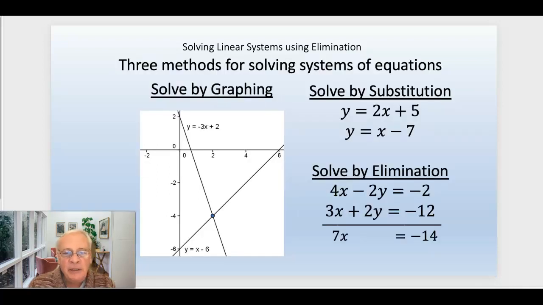Just to review, there are three methods we have learned for solving systems of linear equations. The first one we did was solving by graphing. We graphed both lines and found the intersection. That's easy to do if it's whole numbers. You can see it, but sometimes it's hard to see. We used substitution when one or both of the equations is already solved for a variable, or it's really easy to solve one for one of the variables. So substitution is easy to use.